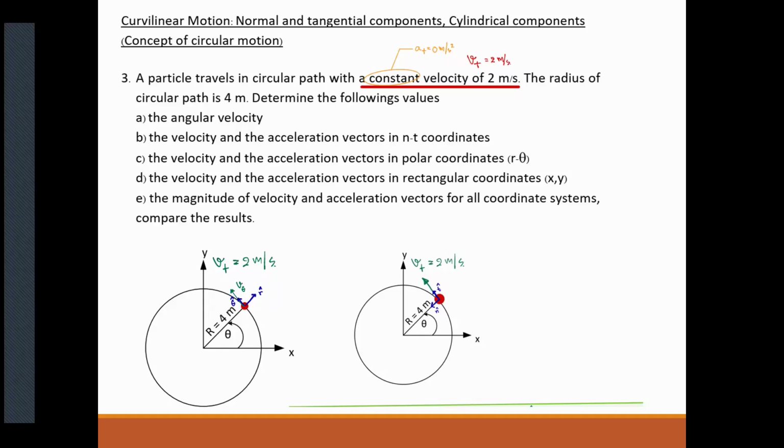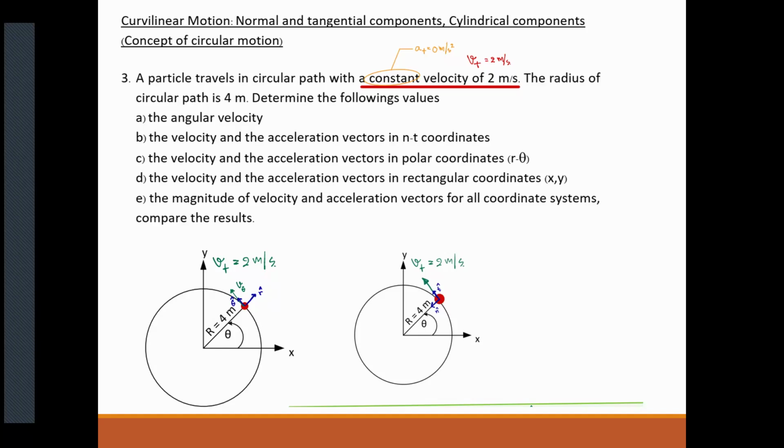Imagine that you drive the car and accelerate, so it goes straight. It does not go perpendicular to the direction of the car. When you accelerate the car, it goes in the direction that you would like to go. So normally the velocity for curvilinear motion given in a problem represents the velocity in the tangential direction.